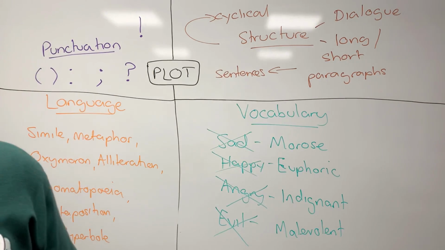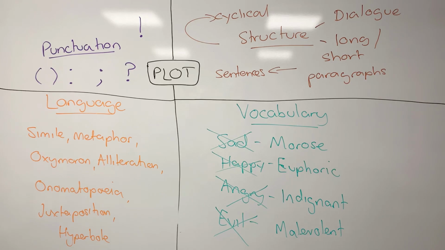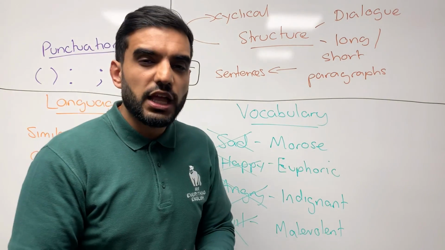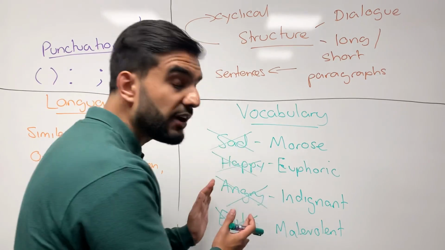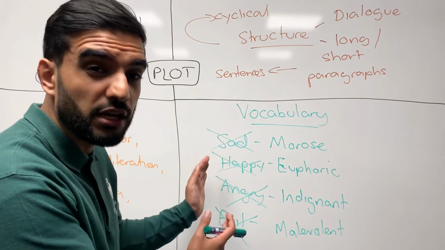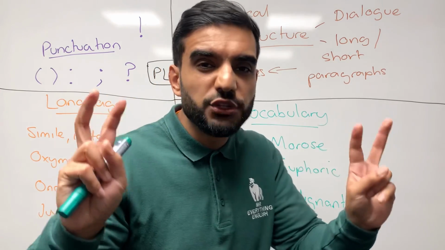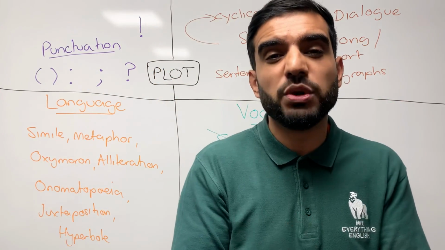Now, what have I just done there, guys? What have I just done there? I have shown you how to find ambitious words. You simply replace basic adjectives and basic verbs with bigger words. It's basically all you're doing, guys. You're finding bigger words to use in your exam.